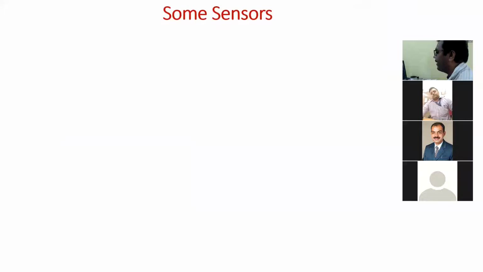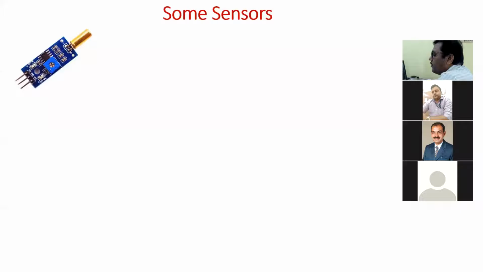Let us pay attention to what is a sensor. Okay, so this is a sensor called a tilt sensor. I have used this sensor in the video just displayed, to detect the physical orientation of an object. In the prototype, we used this sensor to detect whether a vehicle that was standing properly has fallen. For that purpose, we have used this sensor.